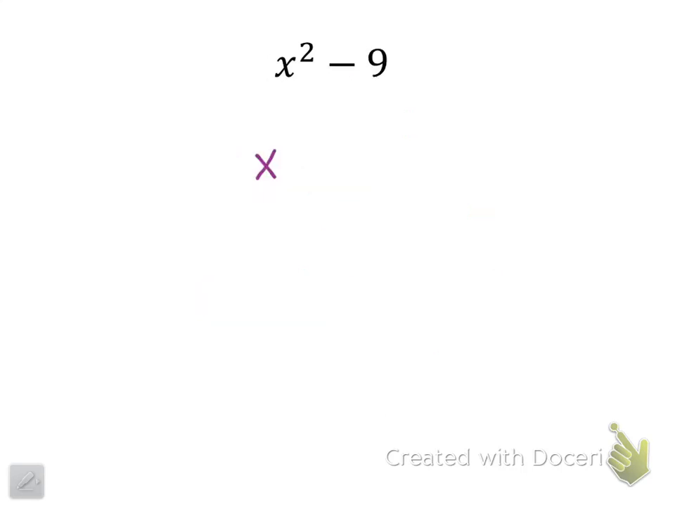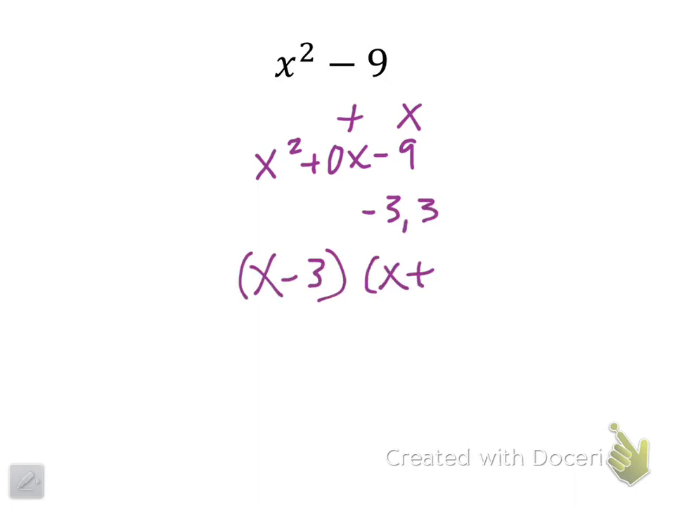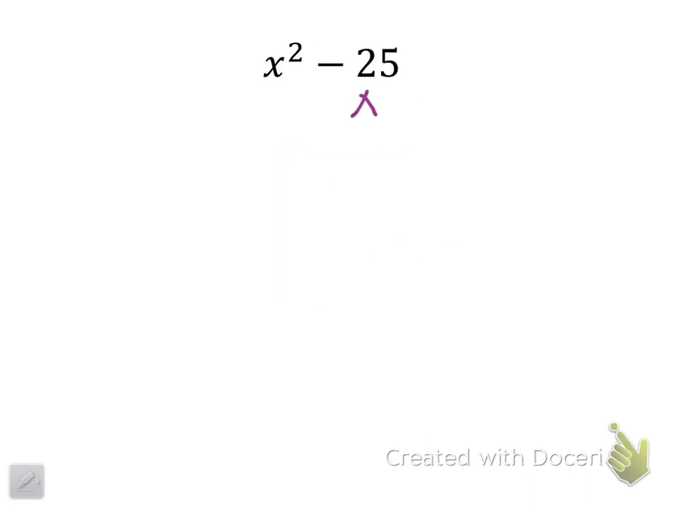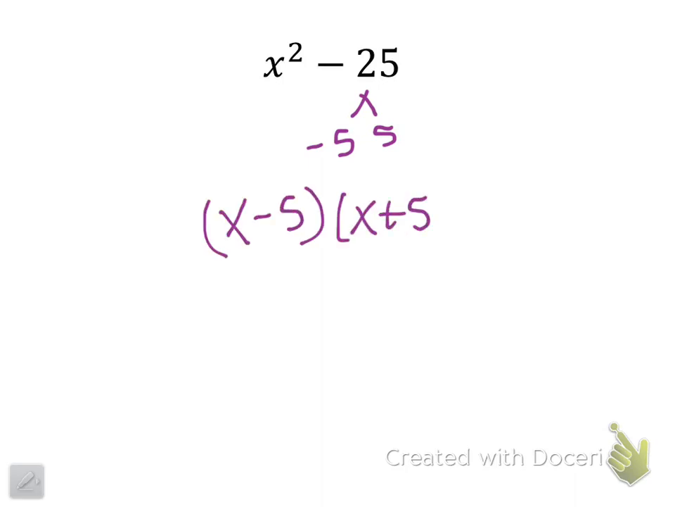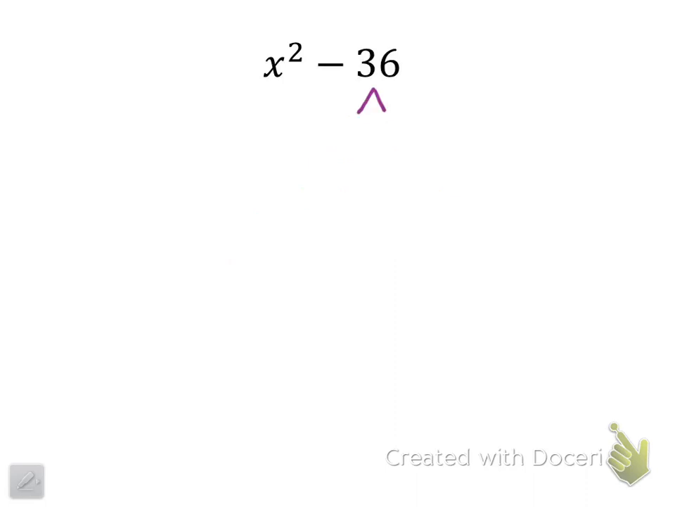Okay, so this one, if I rewrite it, x squared plus 0x minus 9. So two things that multiply to get me negative 9, add to get me 0, so it's negative 3 and 3. So x minus 3, x plus 3 should be my answer. Okay, we can do, just looking at it now, negative 5 and 5, because one has to be positive, one has to be negative, and all we do is take the square root of 25 to figure out the two numbers. So x minus 5 and x plus 5. So this one again, square root of 36 is 6 and negative 6, so we can do x minus 6 and x plus 6.